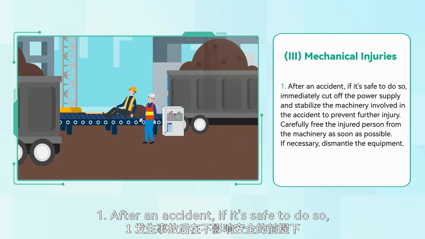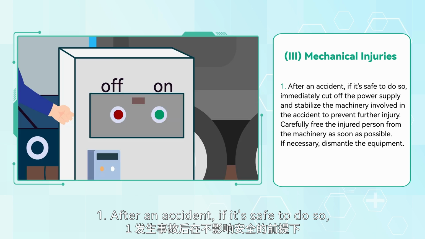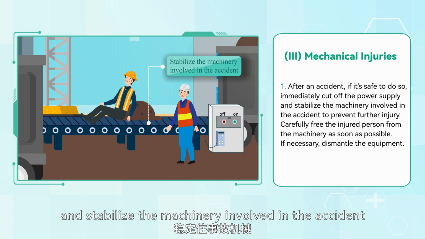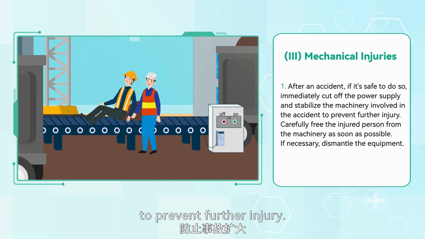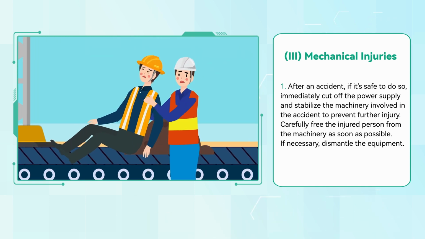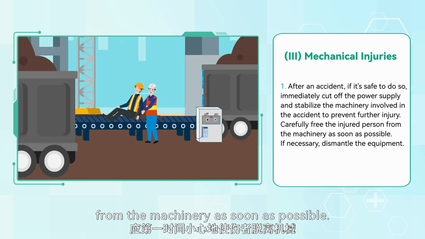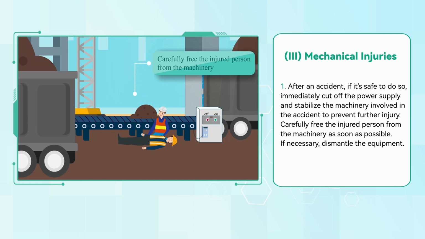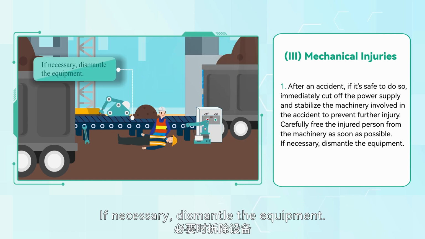1. After an accident, if it's safe to do so, immediately cut off the power supply and stabilize the machinery involved in the accident to prevent further injury. Carefully free the injured person from the machinery as soon as possible. If necessary, dismantle the equipment.